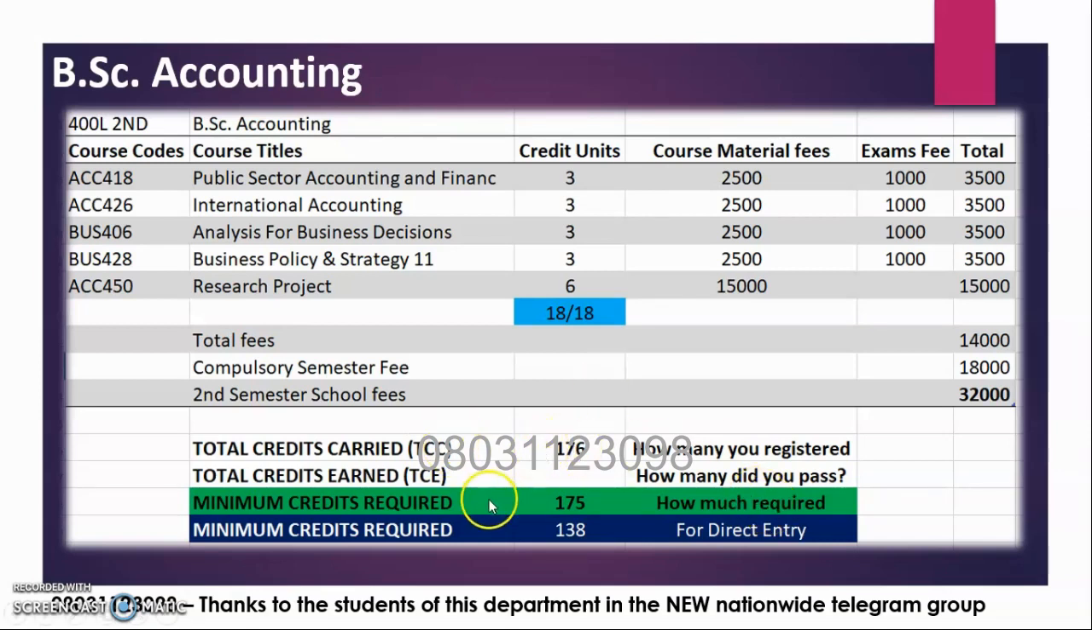You are required to get a minimum of 175 credit units if you started from 100 level, and 138 if you started from direct entry. So that's it. If you have made it up to these minimum requirements, then your name should be on the next graduation list.